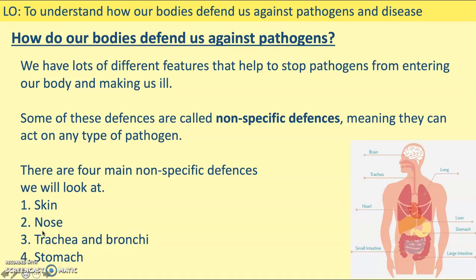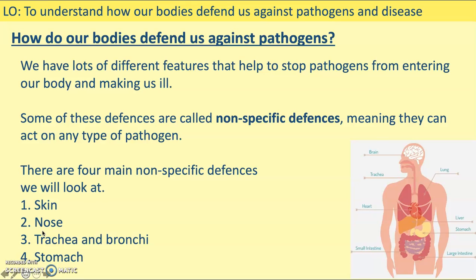As we go through the information on these slides, it may be helpful for you to make notes. You are going to have to answer questions as we go through the screencast, so it will be useful if you make notes. It will make it easy for you to answer the questions. So how do our bodies defend us against pathogens?